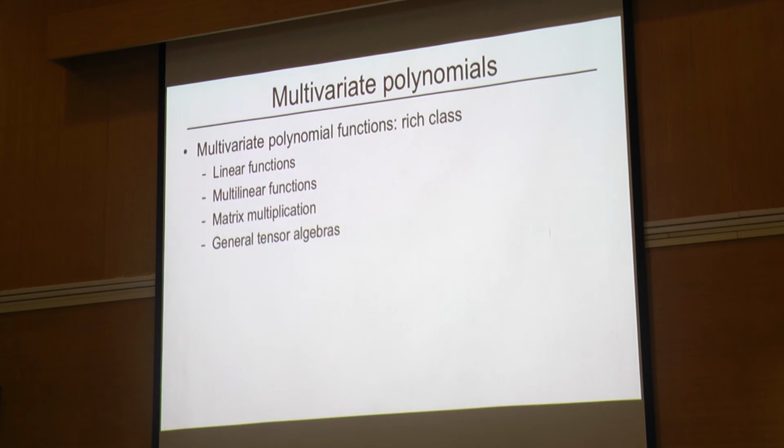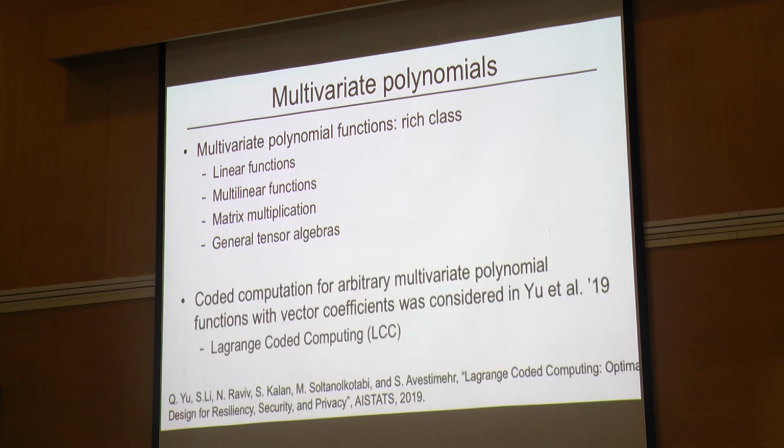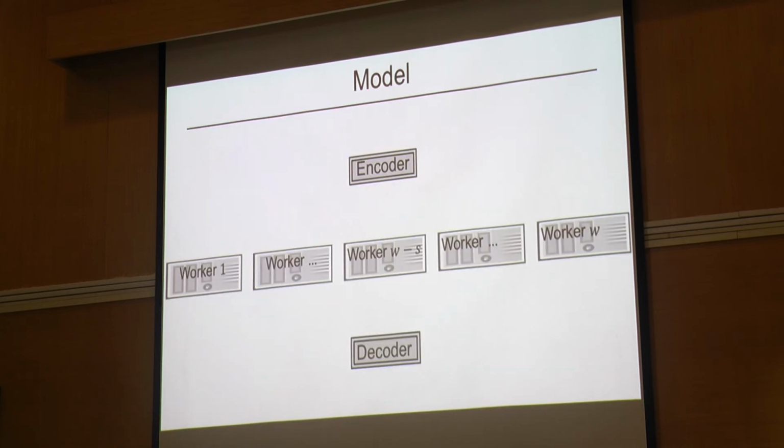We look specifically at multivariate polynomials, and it's a rich class because it encompasses linear functions, multilinear functions, matrix multiplication, and also general tensor algebras which come up in different applications. Encoded computation for arbitrary multivariate polynomials was considered in this seminal work by Yu et al. The scheme that they specify is called Lagrange coded computing, and we will see very quickly what that is.